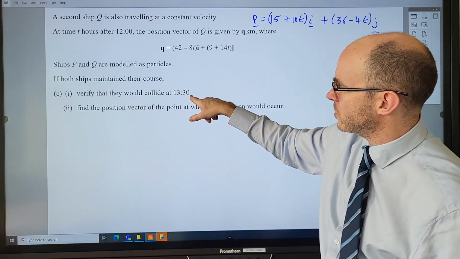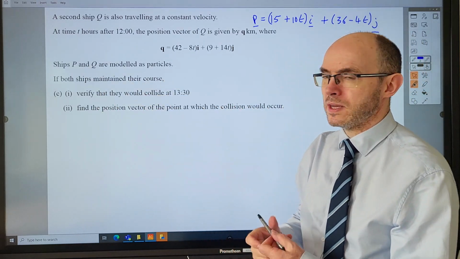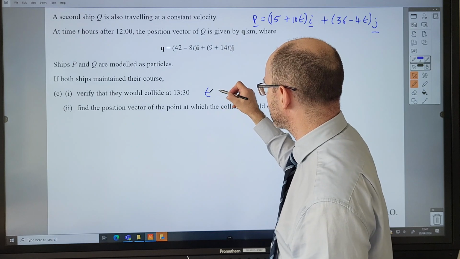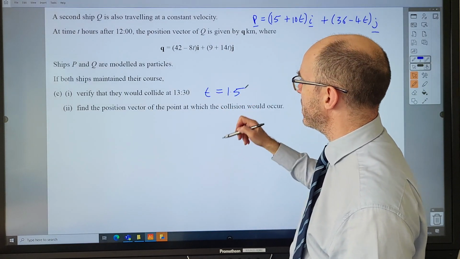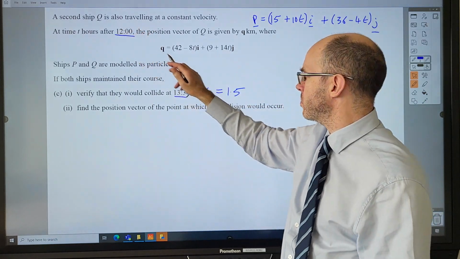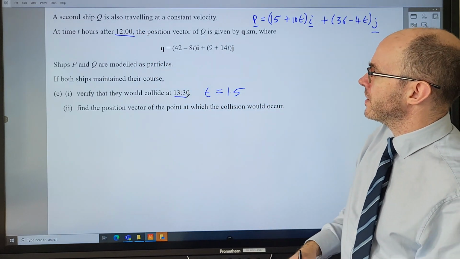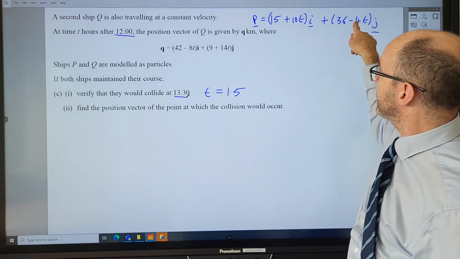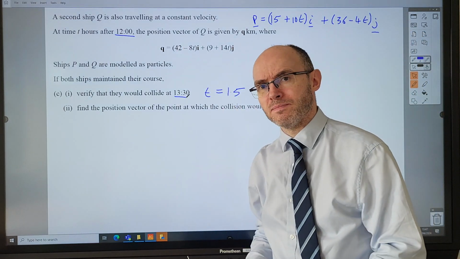Verify they'll collide at 13:30 as long as they maintain their course. Now they give us a time here, so we can use the value of t. Of course that'll be 1.5. It's 1.5 hours after 12 o'clock, you see, when it starts. So 1.5 is what we use. Now we can just substitute that value into here and into here and show we get the same answer.